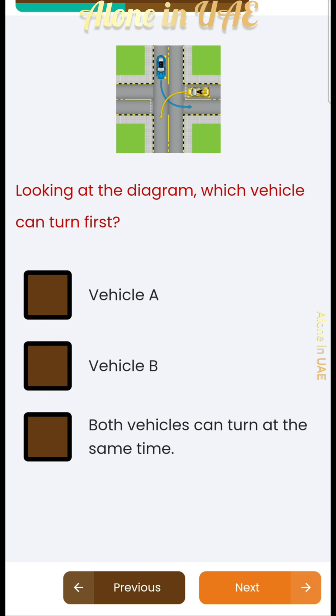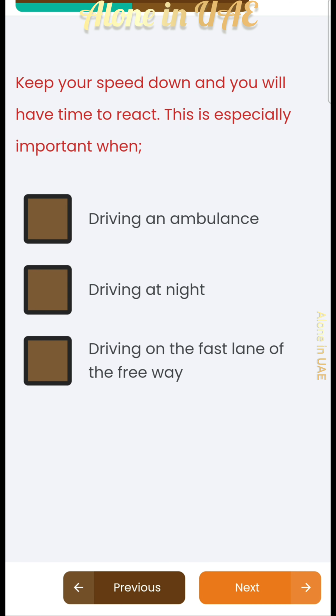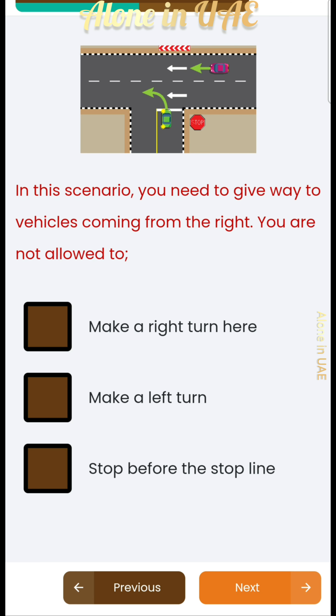Looking at the diagram, which vehicle can turn first? Vehicle B. Keep your speed down and you will have time to react. This is especially important when driving at night.